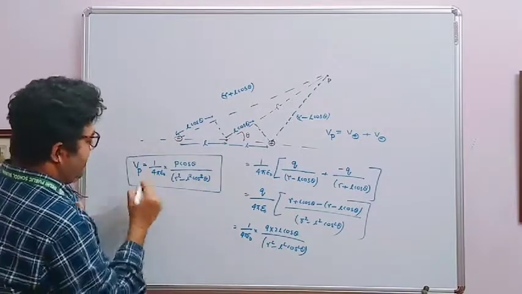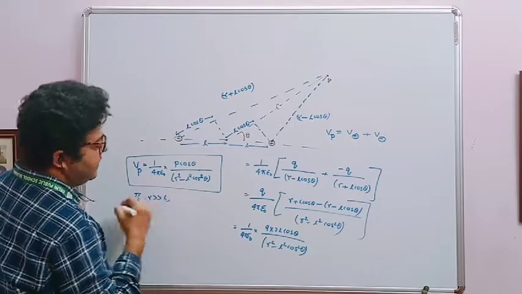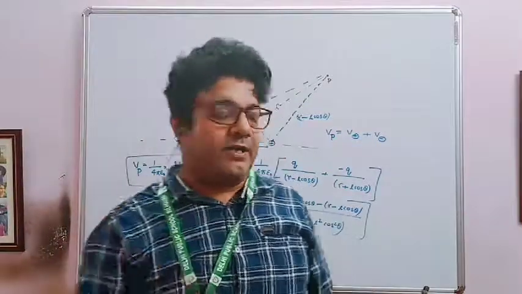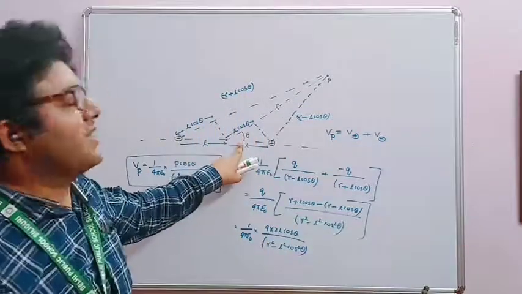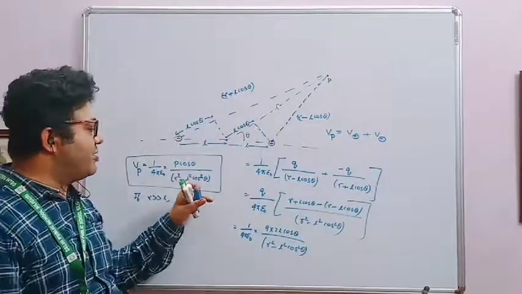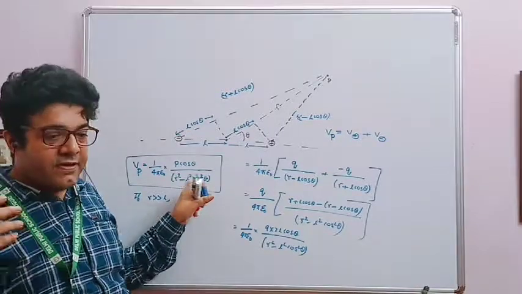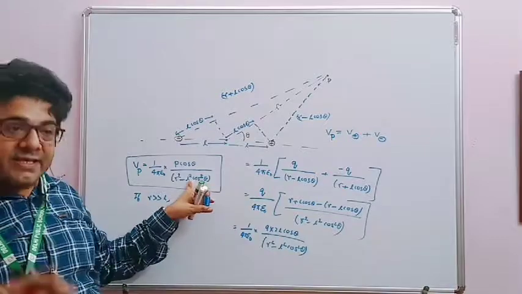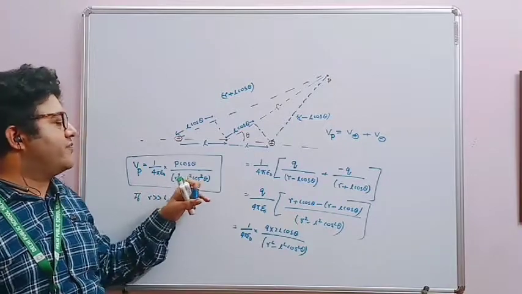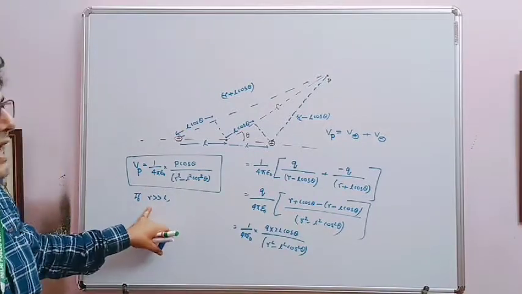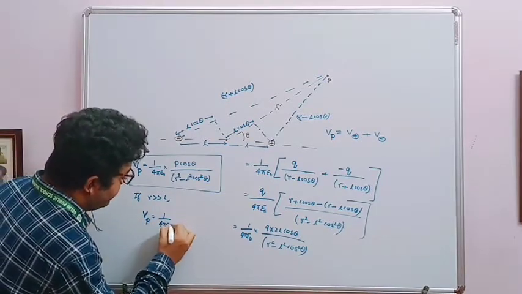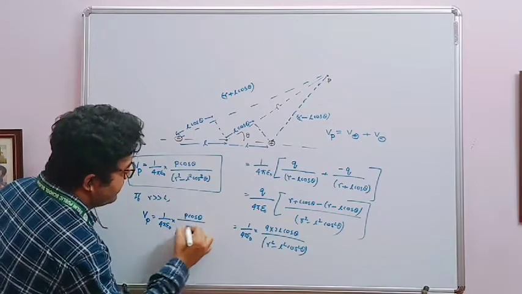Now, if R is greater than L, we can neglect L square cos square theta. Why? See, the maximum value of cos theta is 1 when theta is 0 degree, otherwise from 0 to 90 degree, and cos 90 is 0. So any value lies between 0 and 1. L itself is a small value, so again R is greater. So we can neglect L square cos square theta with respect to R square when R is greater than L. So VP is 1 by 4 pi epsilon naught, P cos theta by R square.